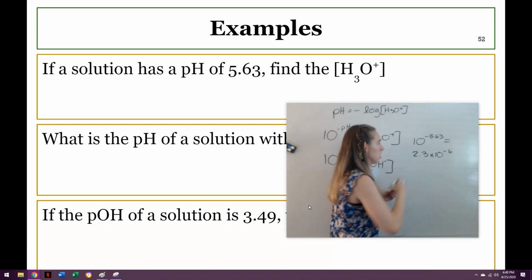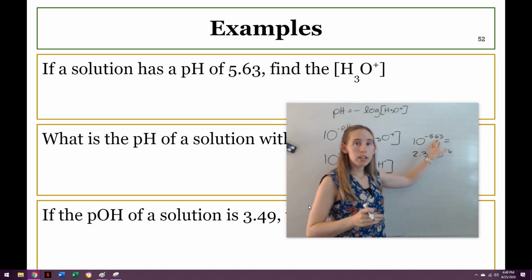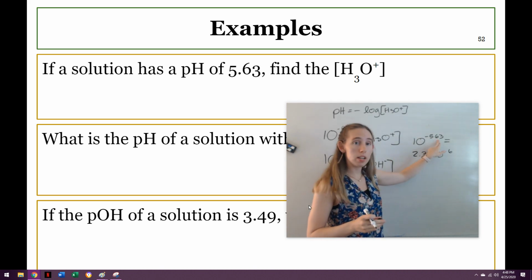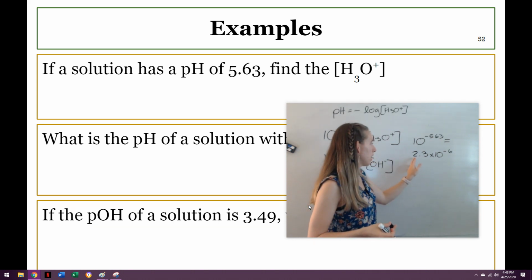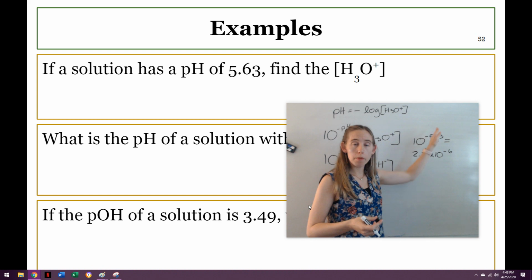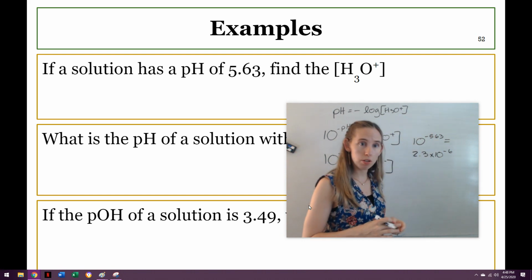Now, how do I know to round it there? Well, pH has 2 decimal places here. That means my end answer needs to have 2 total significant figures. So there I have 1, 2, and that would be doing the sig figs correctly. So there's your first example.